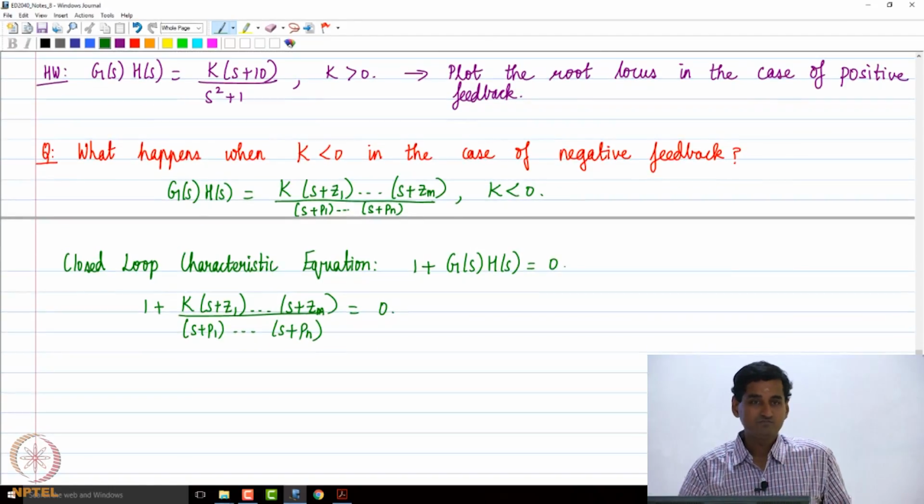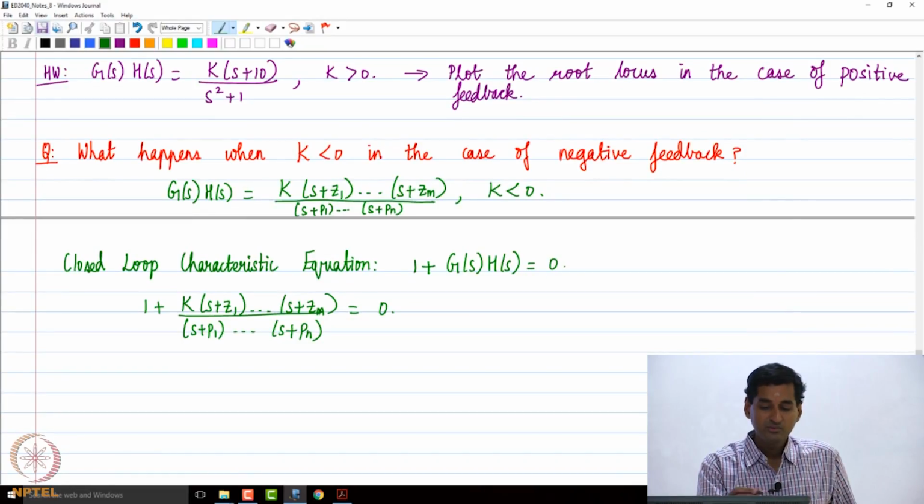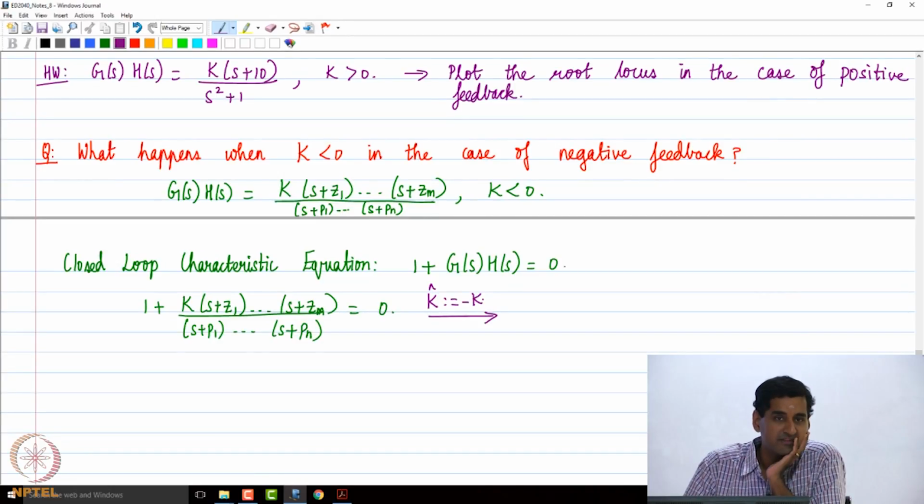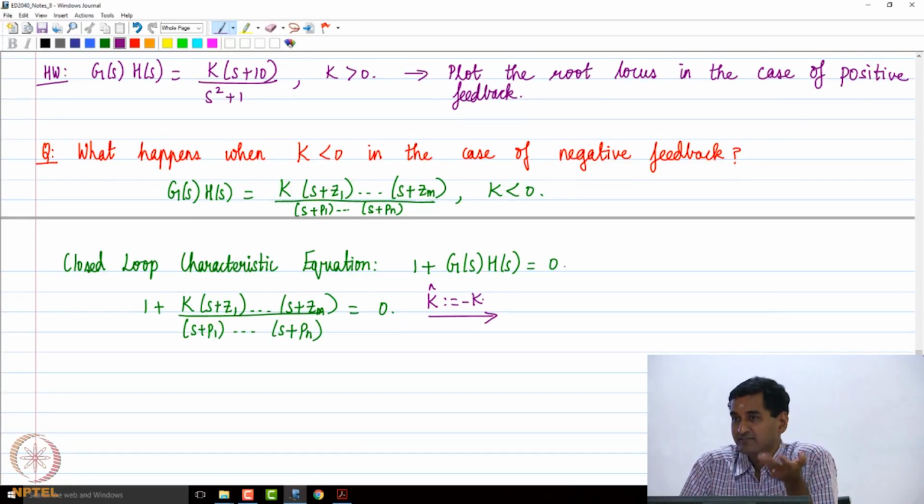Now what do I do? What I can do is the following, right? I can say let a parameter k hat be defined as minus K. I can do that, alright. So I can essentially define a variable k hat which is the negative of K. So what do you think happens to the range of k hat?